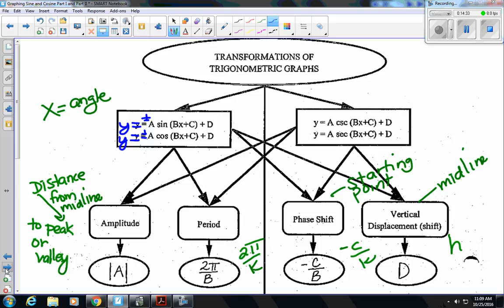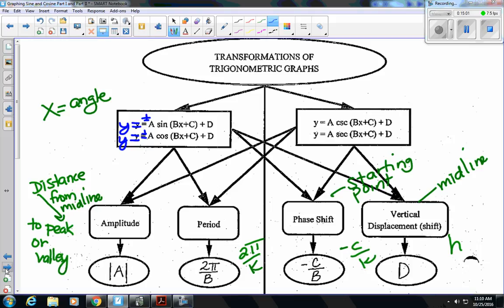Why did I put negative here? Why is it negative c over k or negative c over b? It's the opposite of what you think in parentheses, because when you take it out of the parentheses and solve it, you move it over across the equal sign. That changes the sign of the value. Okay, this is much easier to understand in application. You'll know what to do when you see the graph, okay?